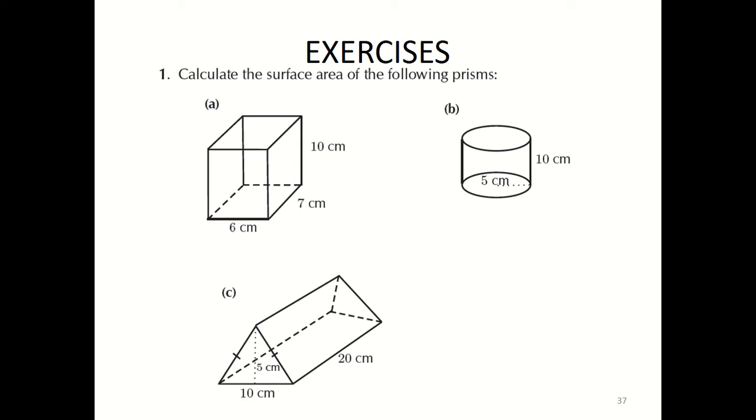Now, for us to calculate the total surface area of our rectangular prism, I'm simply going to calculate the area of each face and simply multiply that by 2. This is all I had. I multiplied 6 with 10, which will give me this area.